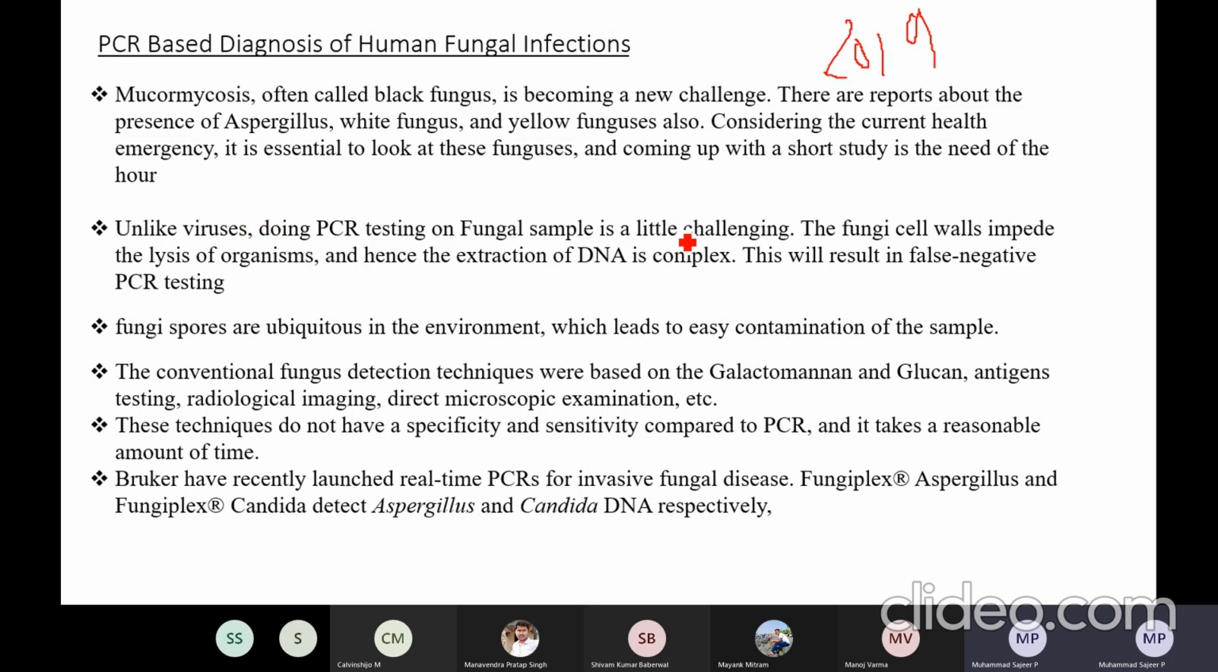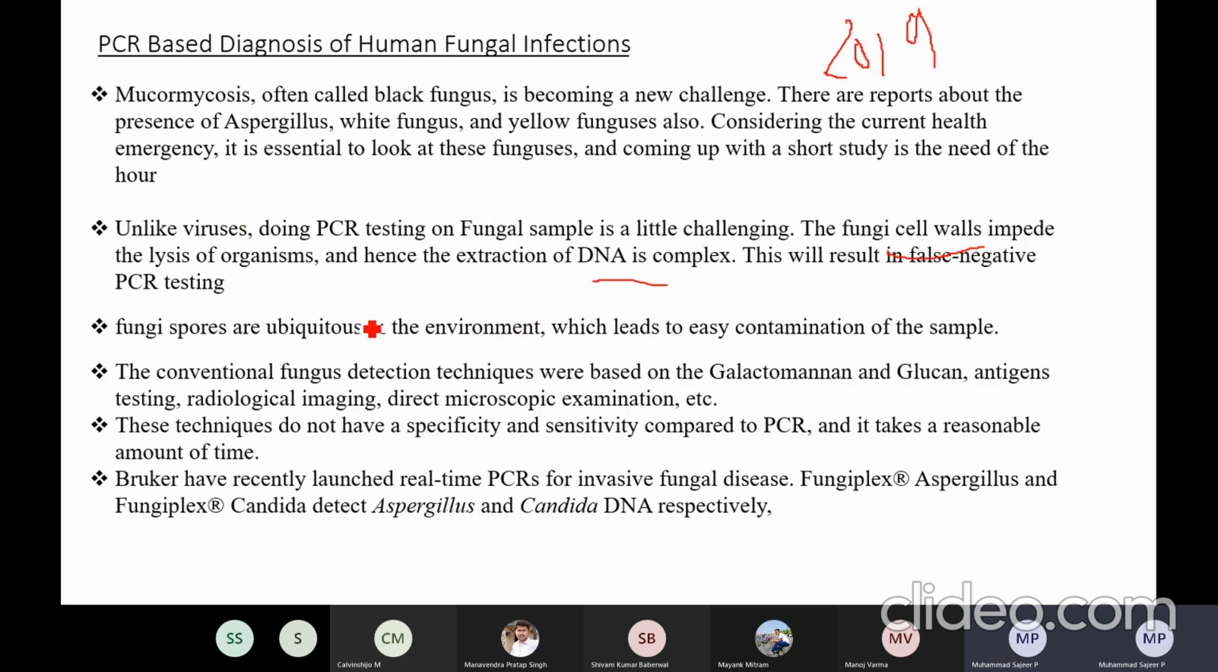Actually, the fungal cell walls embed the organism, and hence the extraction of DNA is a little complex, and this may result in false negative results. And also fungal spores are ubiquitous in the environment. It is everywhere. So easy contamination will be there.